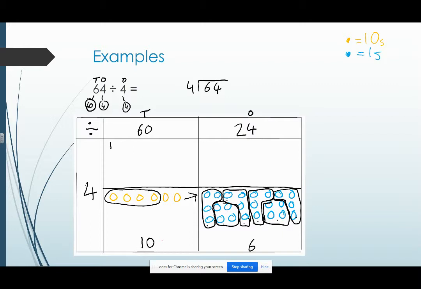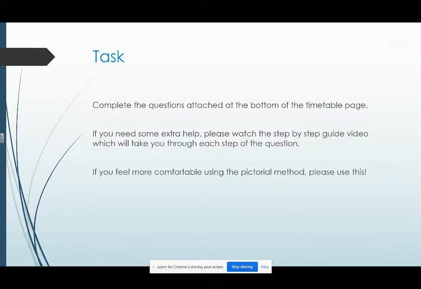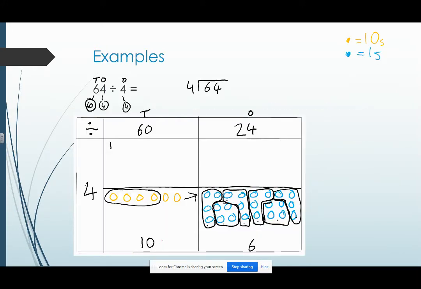If you're solving this using the written method, we do have to change. We count how many 4s in 24. So 4, 8, 12, 16, 20, 24. 1, 2, 3, 4, 5, 6 groups. And now we can add them together to get 16.